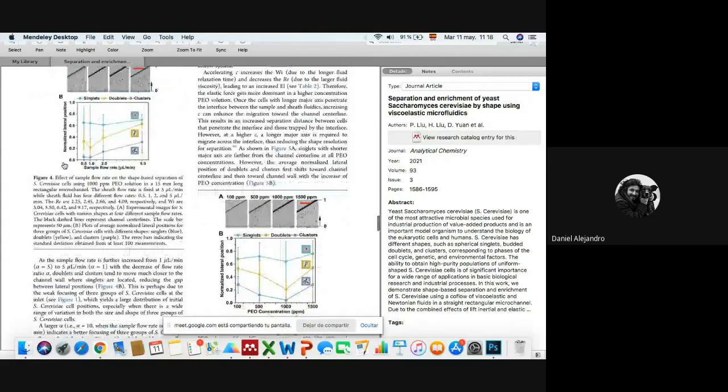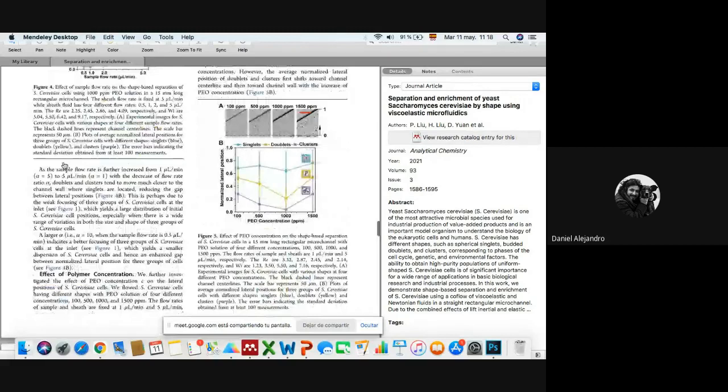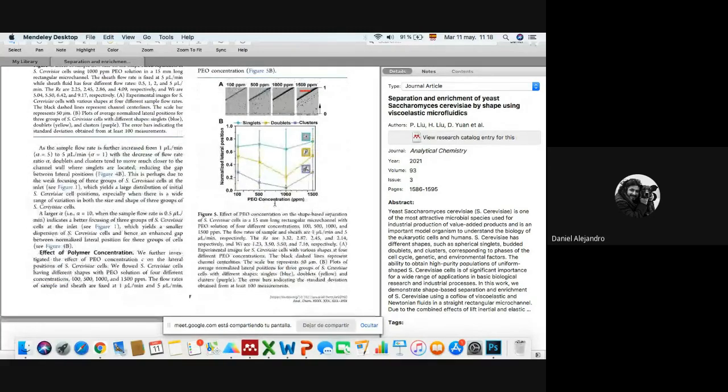And so, in another case, with PEO concentration, the viscoelastic flux, we have different results. In this case, with more flux, with more concentration, we don't have a lateral position, but at intermediate values, we have a good sorting.